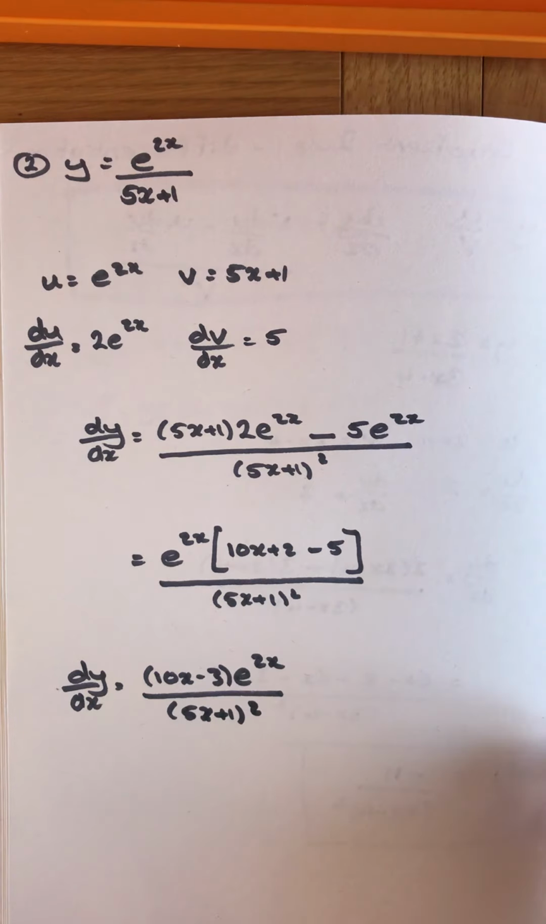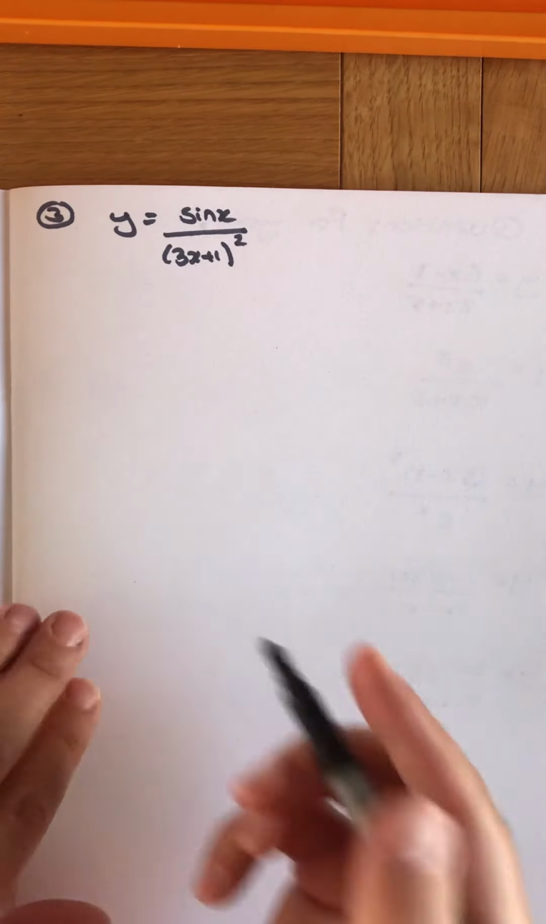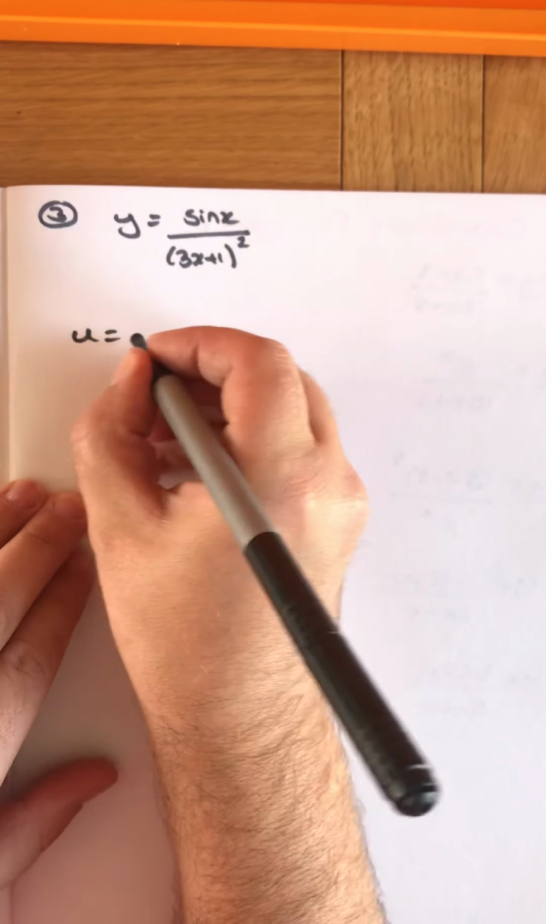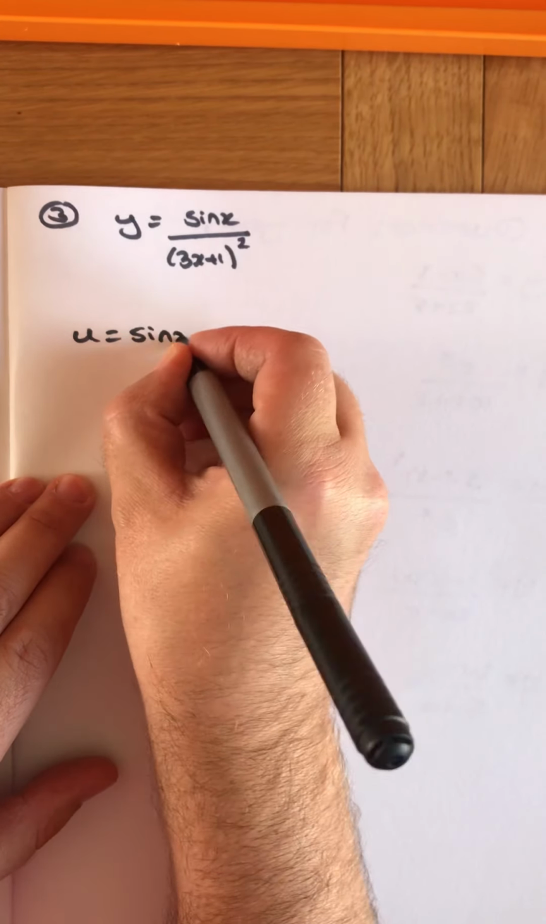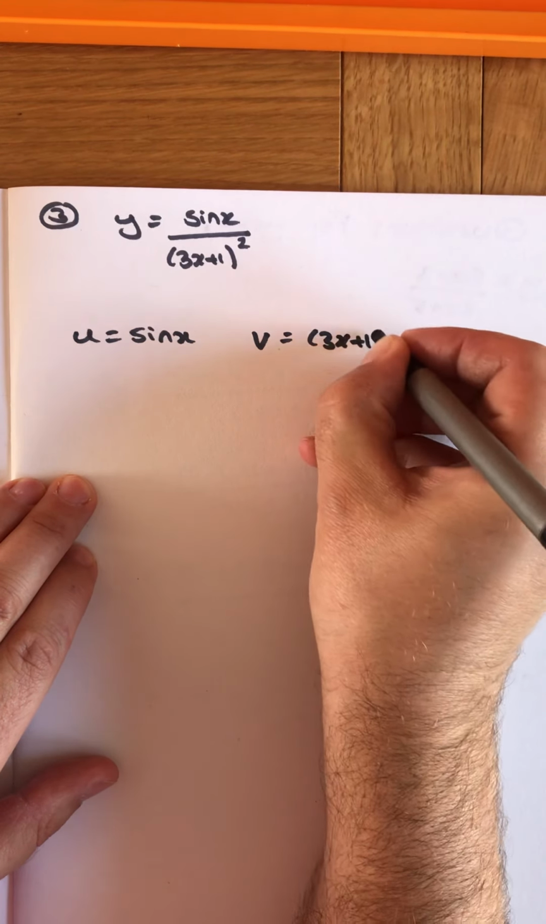Okay, just one last example to show before I'm going to give you some questions to try yourself. I just thought I'd do an example with a little bit of trig involved. So we've got our u is sine x and the v is going to be 3x plus 1 all squared.